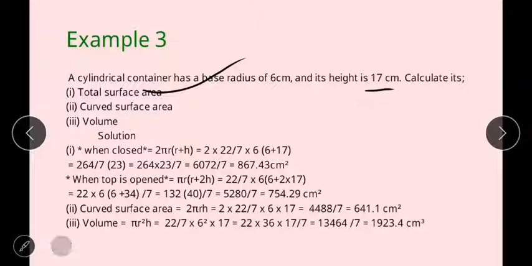I will give you 10 seconds to read the question again. Read it out loud. Yes, you need to help yourself. Read it out loud. Try to understand the question. Your 10 seconds starts now.